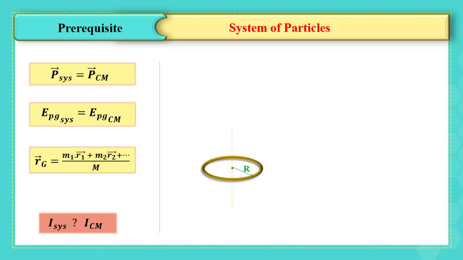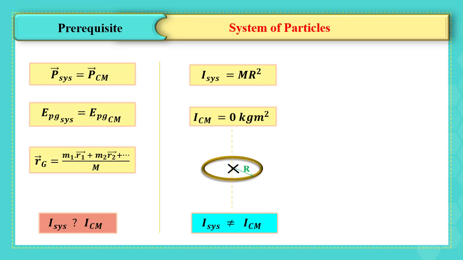I will give you this example. Consider a hoop that rotates around its axis, which is passing through its center. The moment of inertia of this hoop around this axis equals the mass times r squared. Since it is homogeneous, its center of mass is at its center, so the moment of inertia of its center of mass is 0. Why? Since r equals 0.